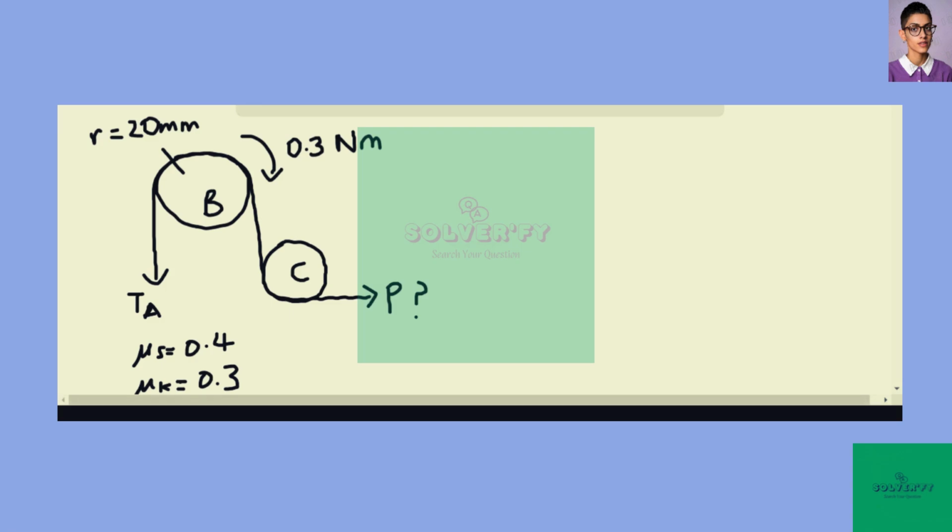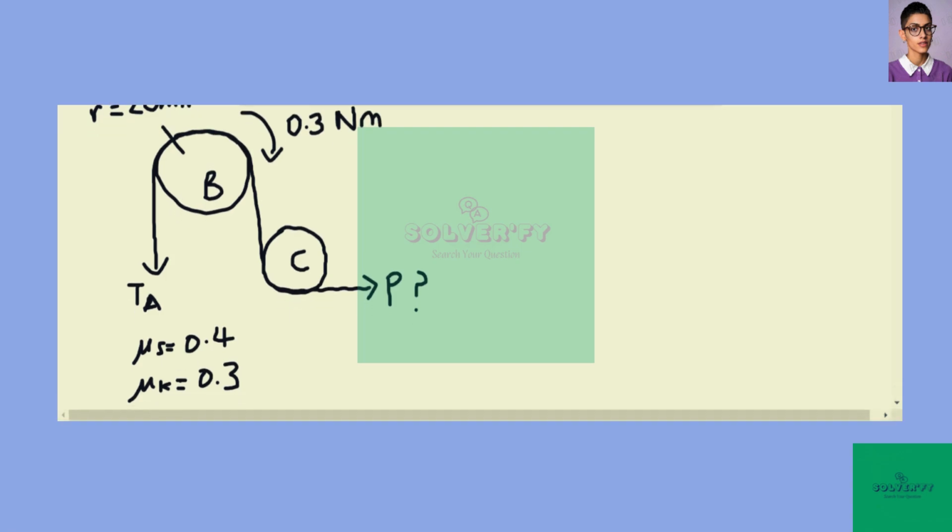So in this problem, we are given two drums, B and C. B has a radius of 20 millimeters and a moment of 0.3 Newton meters and a force of TA on the left. And C has a force of P on the right, and we're given the static coefficient of friction to be 0.4 and the kinetic coefficient to be 0.3, and we're asked to determine P, where slipping in B will not occur.